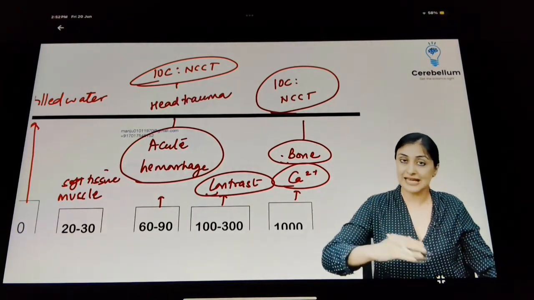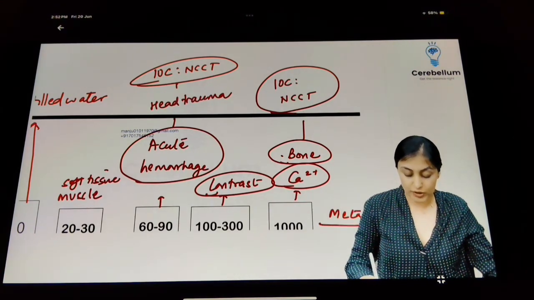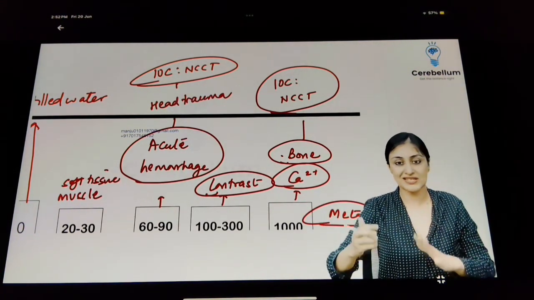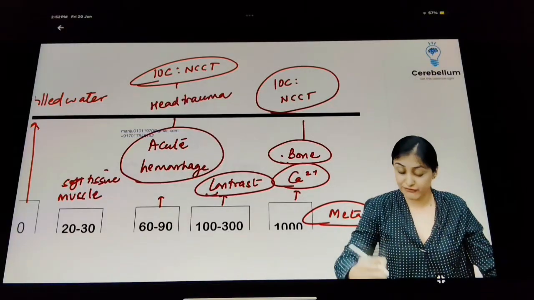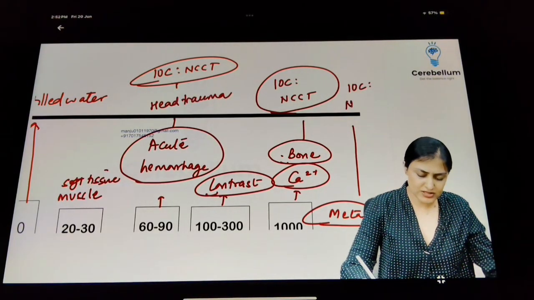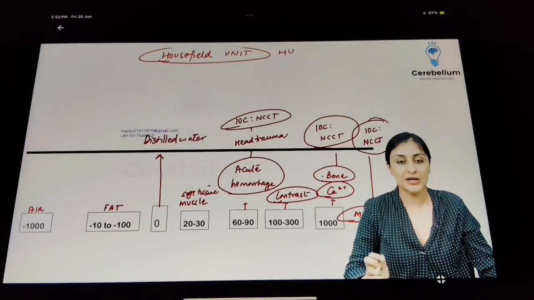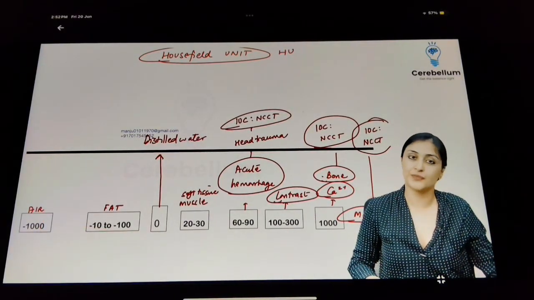Something which is not even on the scale, which goes beyond 1000, is metal. Normally I don't have metal in my body, but if somebody has a metallic foreign body or an implant, this is even higher than the bone. So this is going to be very, very white. And again, do I need to give contrast? It's whiter than the bone. I don't need to. So here again, the investigation of choice is NCCT. Are you getting the gist of this? This is what we need to remember here.